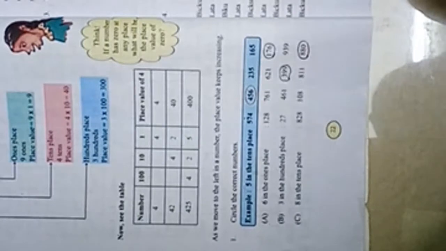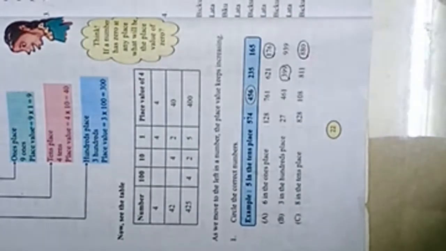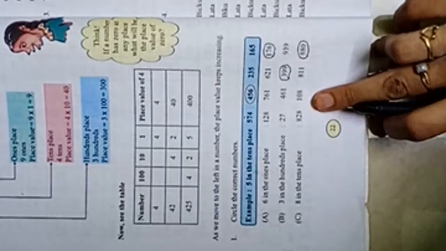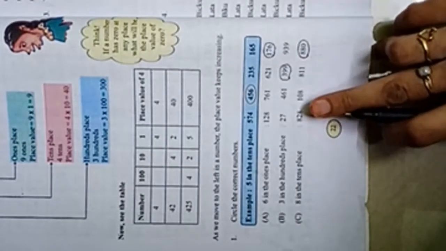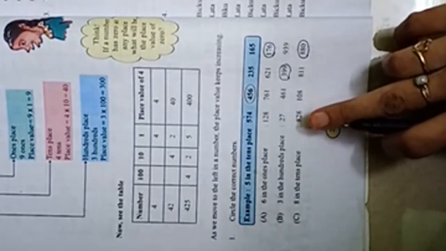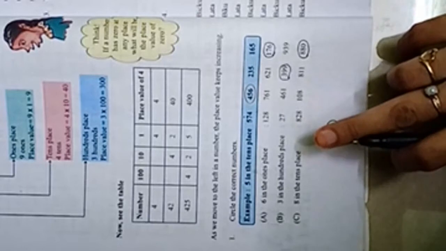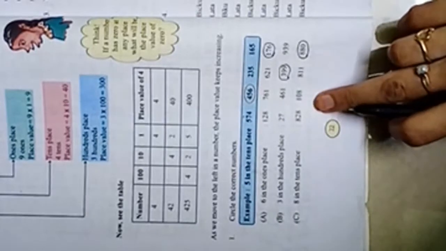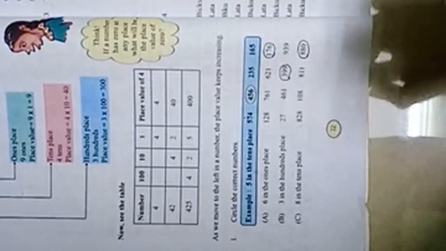Okay, children. Next. I hope you understood this bit. If you understood the place value of the given number, that topic, if you have understood well, this bit is very easy to solve. Okay. Now, very, very important bit we are going to solve now, children. Now, look at here.